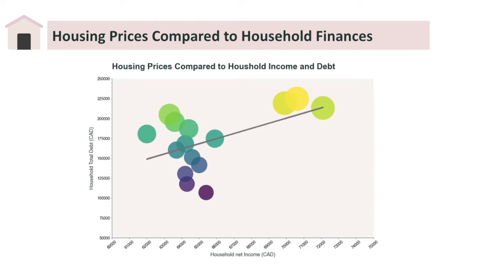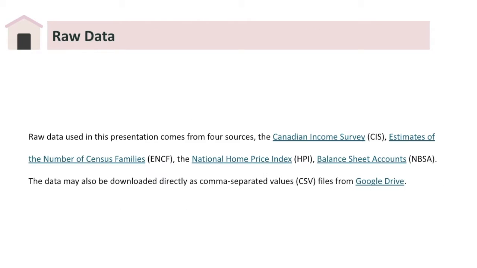And the last visualization is a trivariable comparison between household total debt, household net income, and housing prices, which is represented through the size of the different bubbles. And it's in the form of a bubble chart. And lastly, at the end of the presentation, there's an additional slide for the raw data sources as well as the files on Google Drive.